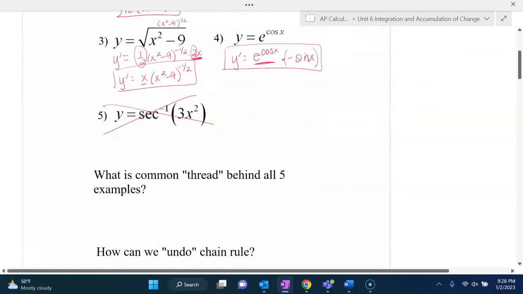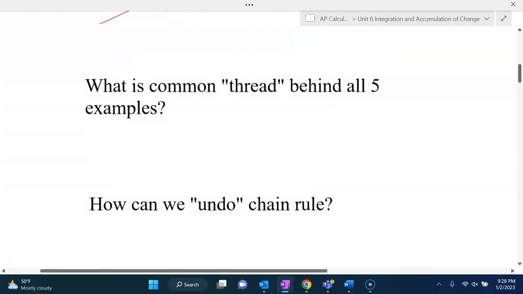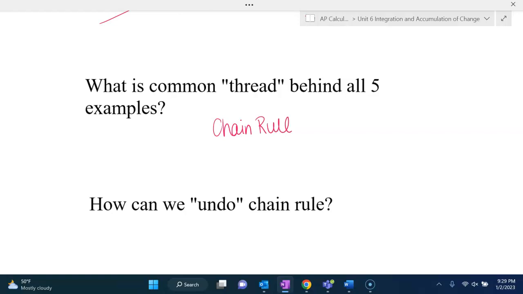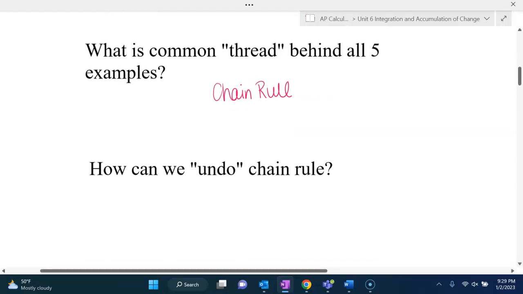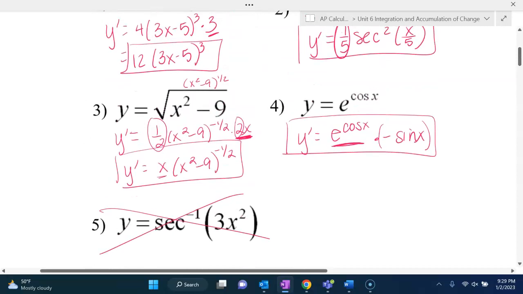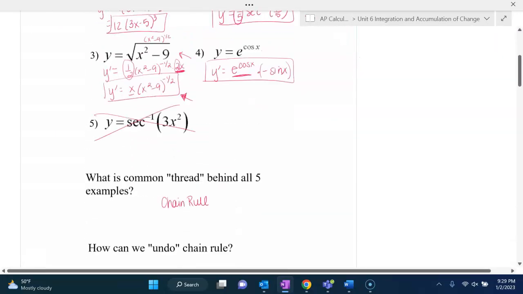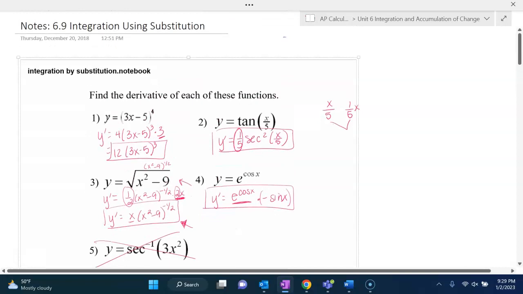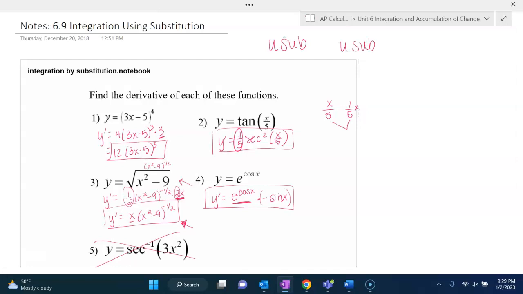So the big question here is, what is the common thread between all of those problems? What did we do in all of those problems? Hopefully you're saying to yourself, we performed chain rule. So the big question now is, if we're integrating, how do we undo a chain rule? If we started with this and we wanted to integrate, how do we get back to this? That's what we're going to learn today in what is called integration using substitution. A lot of times we'll call it U sub for short, or just U substitution.